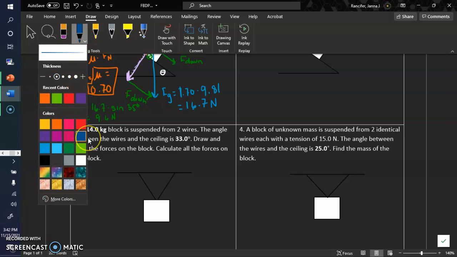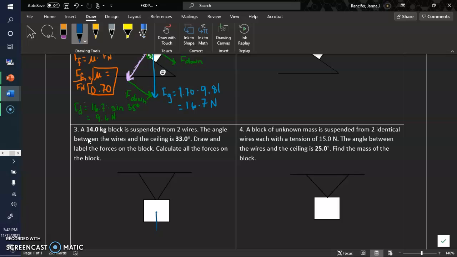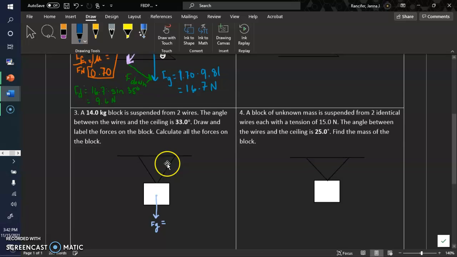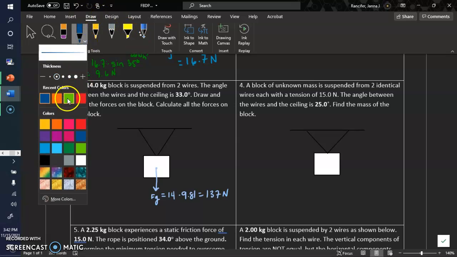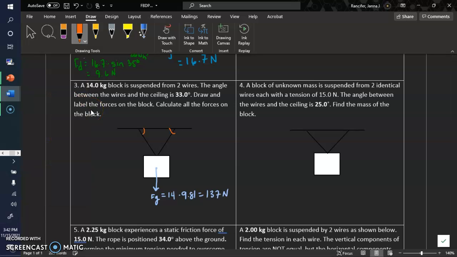Start with the main one, force of gravity, Fg. And the force of gravity is equal to 14 kilograms times 9.81. 14 times 9.81 is 137.3. I'm just going to round this right now, 137 newtons. All right, so we have 2 strings and they are at an angle. They exert tension. So I'm going to label this tension.